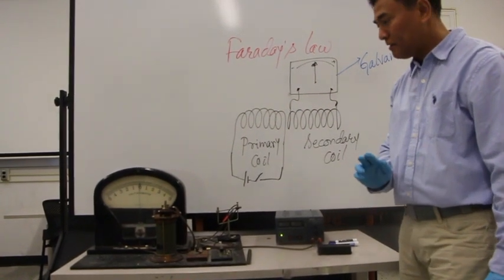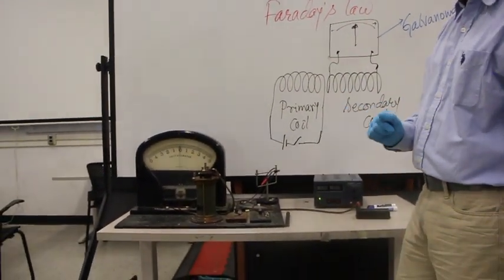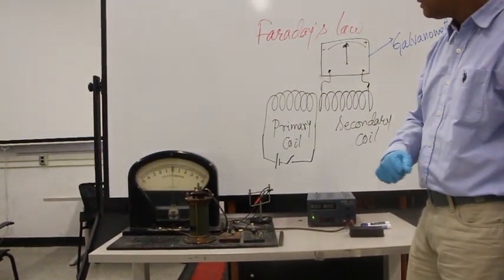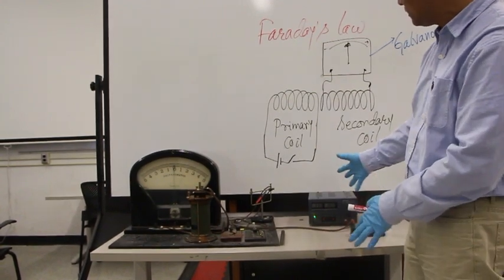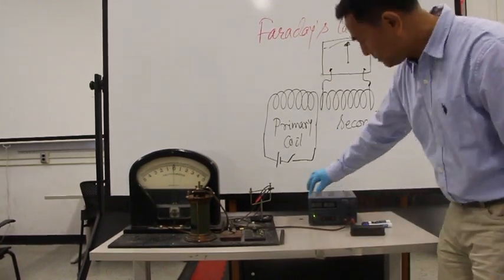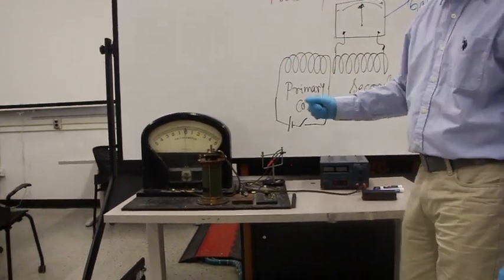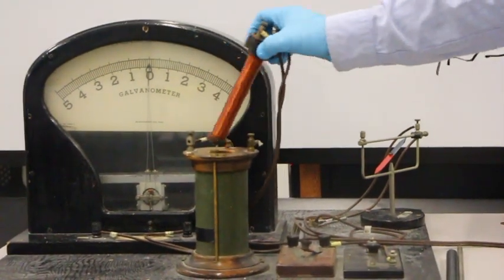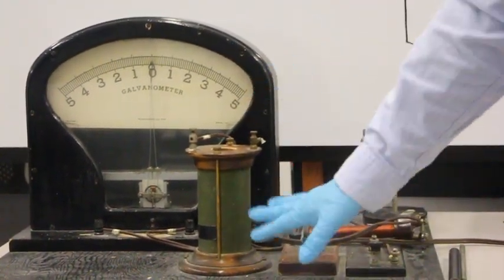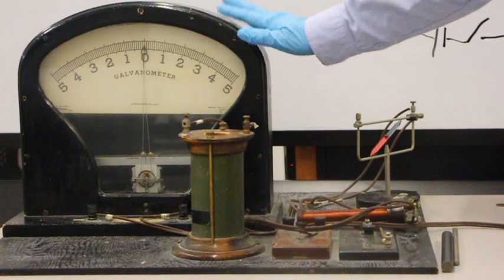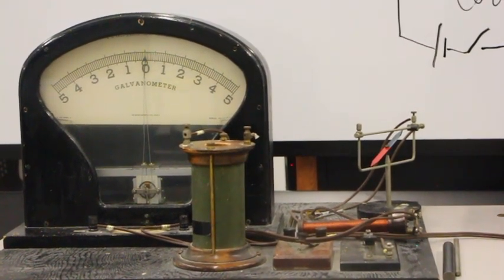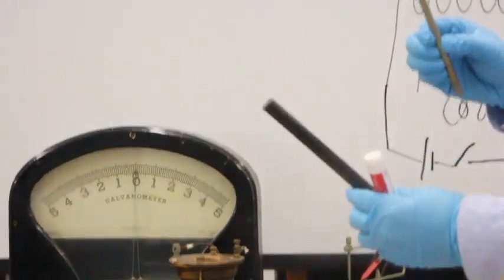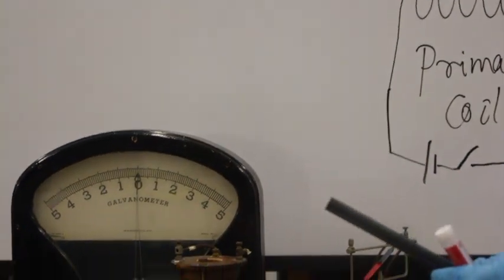Right? Okay, now I'm going to do one more thing. I'm going to remove the primary coil. I'm not going to put current anywhere, so I turn this off, and I'm not going to use the primary coil. I just have the secondary coil, which is connected to the galvanometer. And now I have a magnet here. See, it attracts.